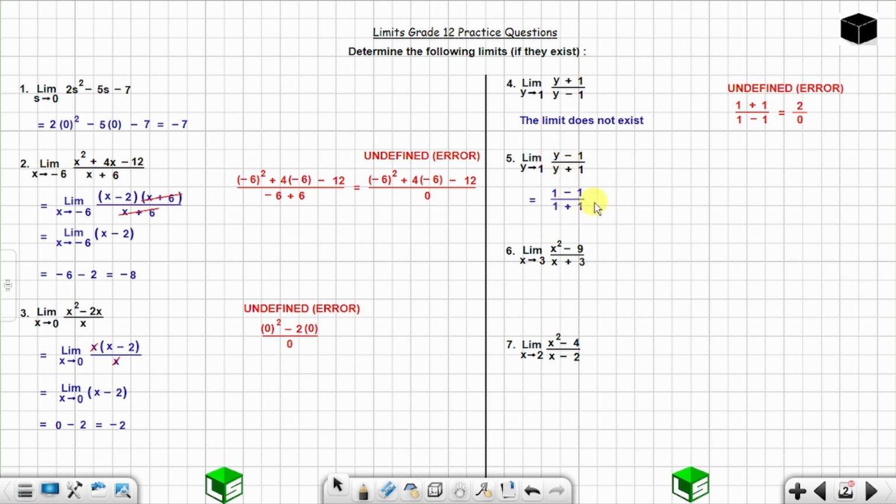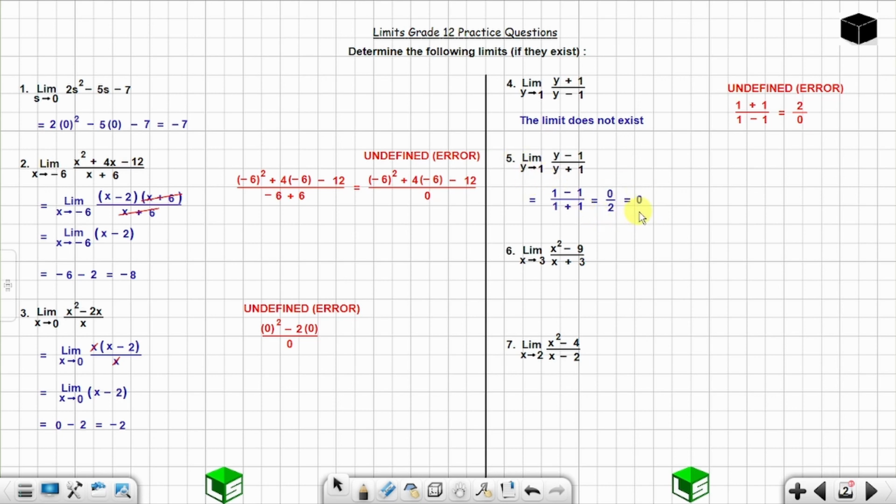Okay, and this is equal to, this is 0, 1 minus 1, 0 over 2. Okay, 0 over 2. You are going to have the answer is equal to 0. Okay, 0 divided by 2, this is equal to 0. Okay, so this is not an error. This is not undefined. Okay, so you can have 0 at the top, not at the bottom. So the final answer to question 5 is 0.